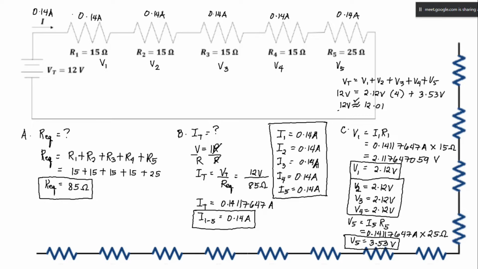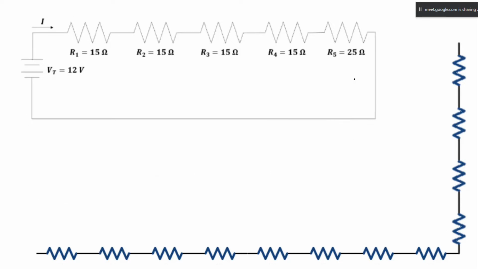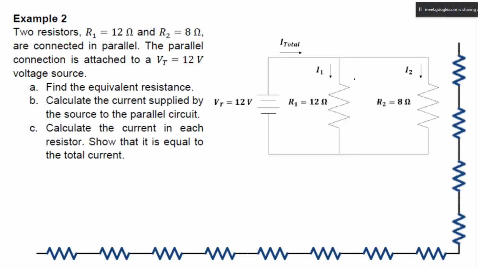Now this time, let's have another example. We will be having a network with resistors connected in parallel. So, meron tayong dalawang resistors, R sub 1 and R sub 2. For R sub 1, we have 12 ohms. And for the R sub 2, we have 8 ohms. And they are connected in parallel.